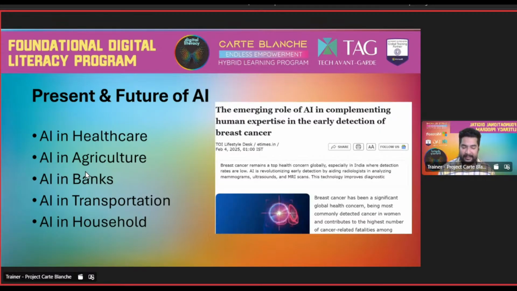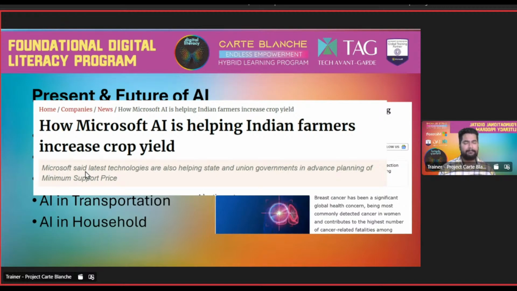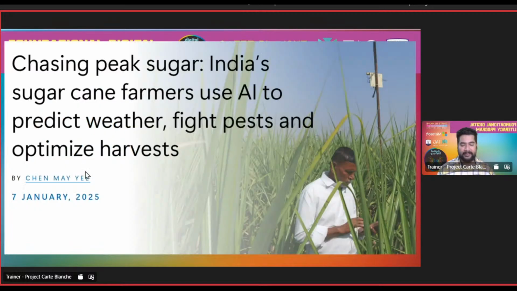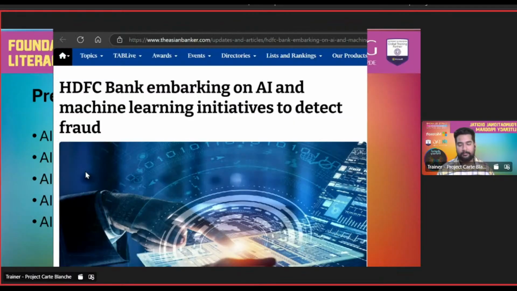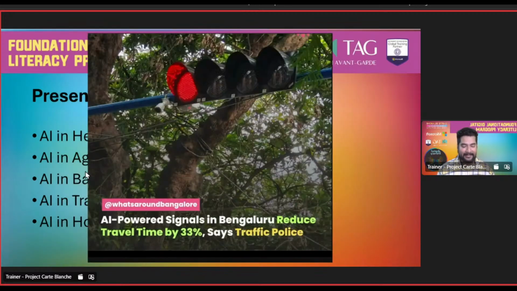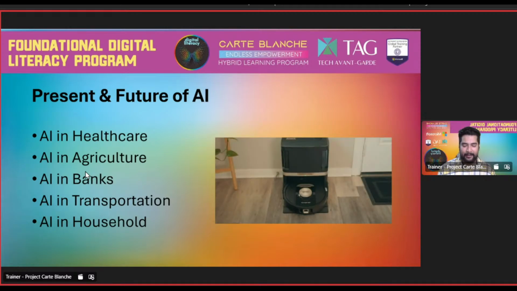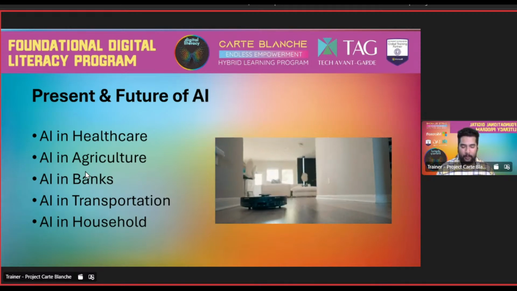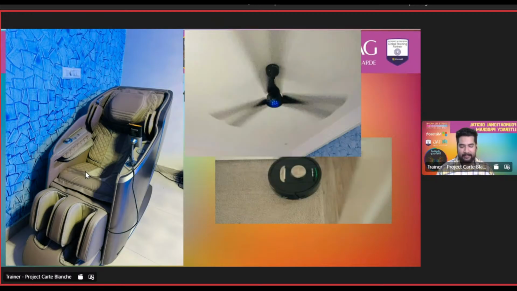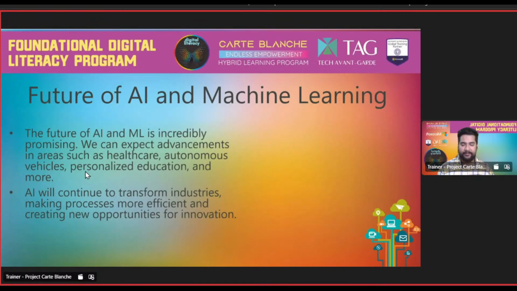In healthcare and for farmers, many news stories on the internet show how Indian farmers are using AI to protect their crops. Even banks are using AI to protect against fraud. Traffic lights: I have been fined multiple times by AI cameras for violating traffic rules, because sometimes I was making way for an ambulance and the camera doesn't understand, it just detects the photo. In households today, the mops, the fans, the health machines, everything is driven by AI.